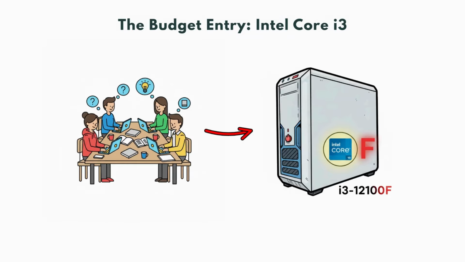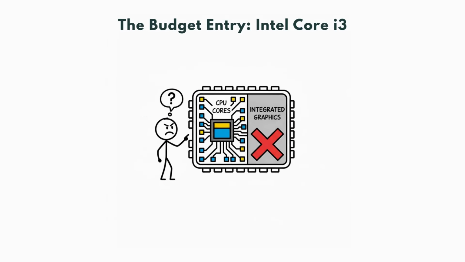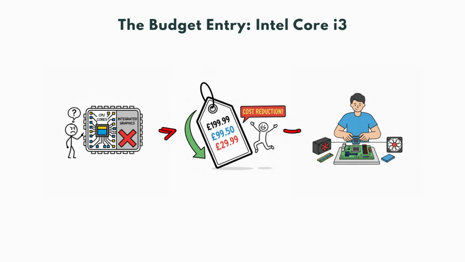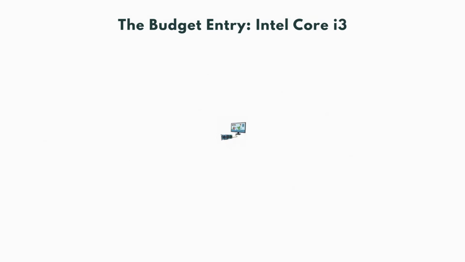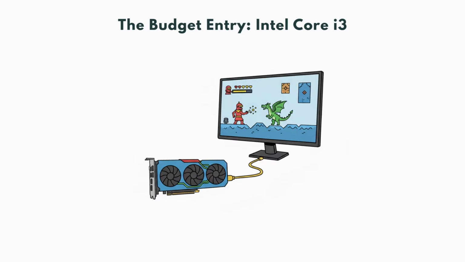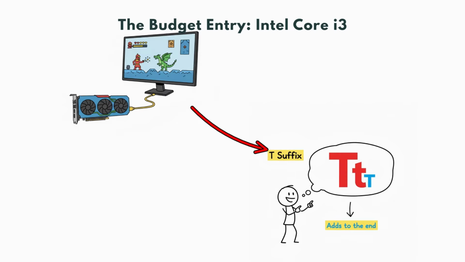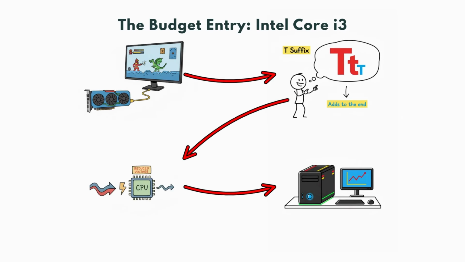Desktop versions often carry the F suffix, e.g. i3-12100F, indicating the integrated graphics module has been disabled. This lowers the unit cost, making it perfect for budget builders who already own a dedicated graphics card. There is also the T suffix, a low-voltage variant designed for compact, fanless office PCs that need to stay cool.